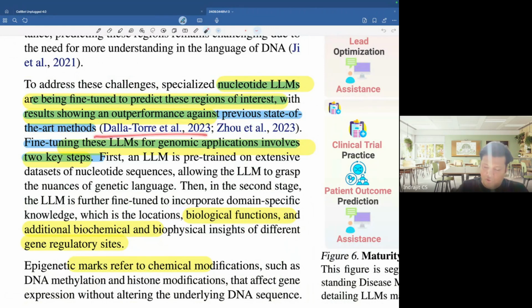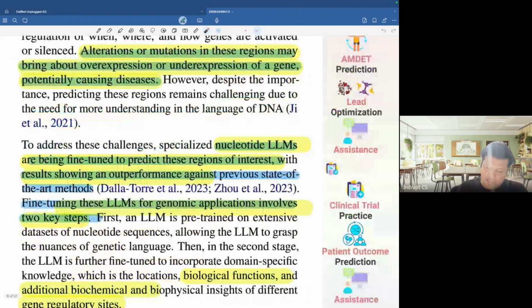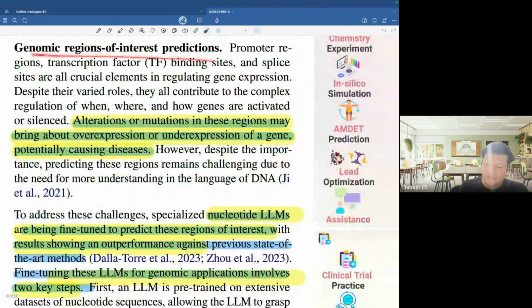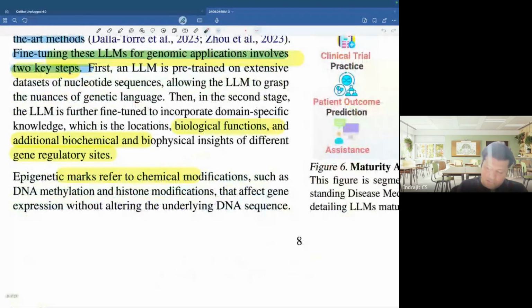There is a Dalla Torre 2023 paper, which talks about how these nucleotide LLMs are fine-tuned and able to predict different genomic applications involving genomic regions of interest prediction. Okay, so epigenetic markers refer to chemical modifications such as DNA methylation or histone modification, and they affect gene expression without altering the underlying DNA sequences.